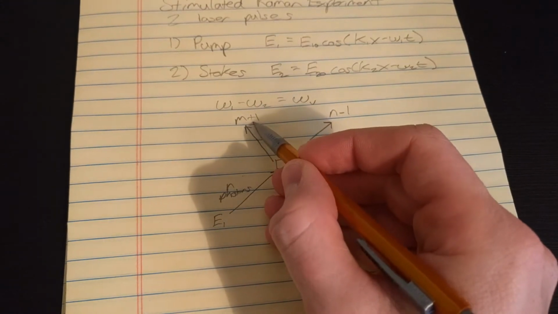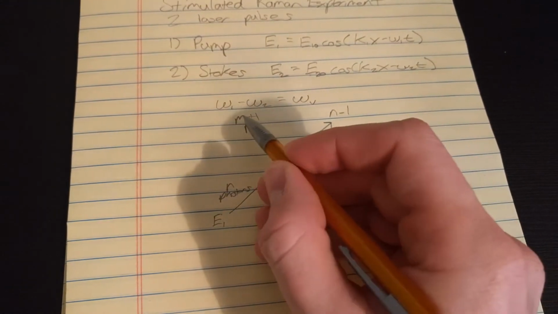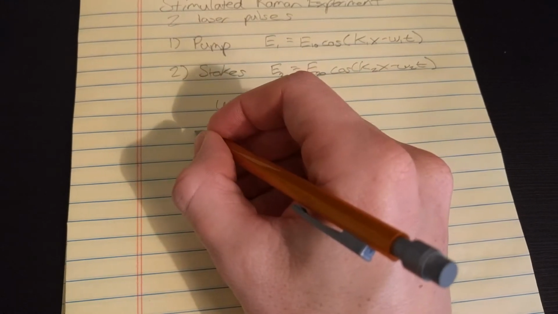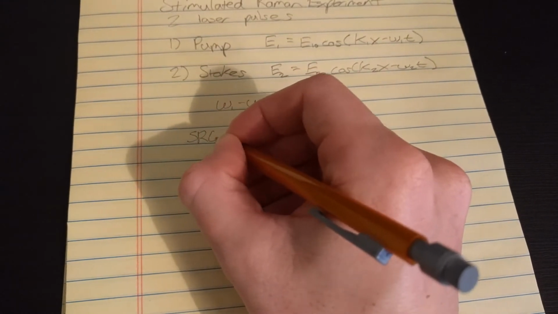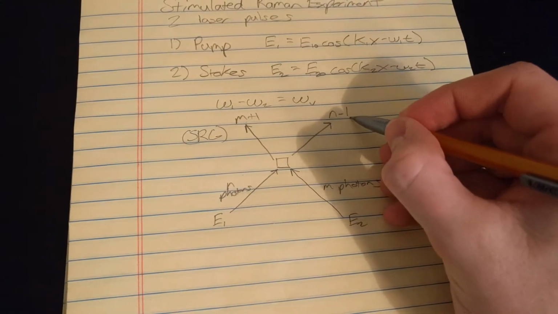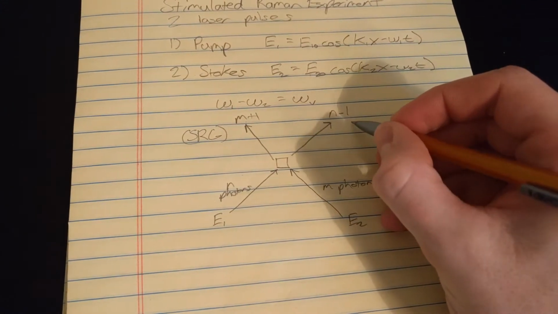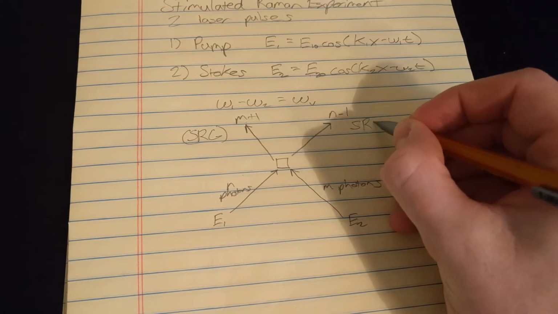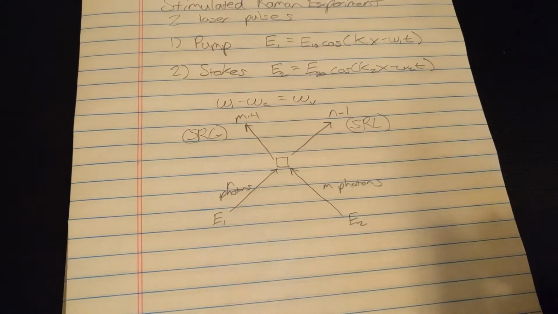And since we gained a photon here, the process that's happening here is called stimulated Raman gain, which is abbreviated SRG. And since we lost a photon here from the pump beam, we call it stimulated Raman loss.